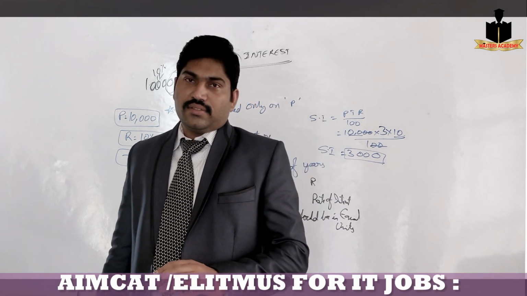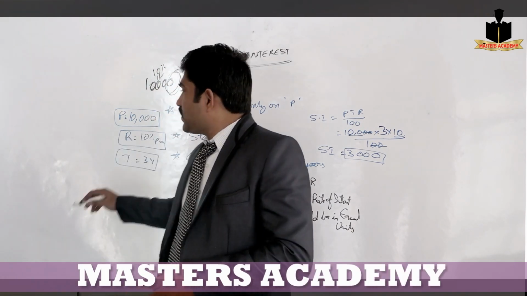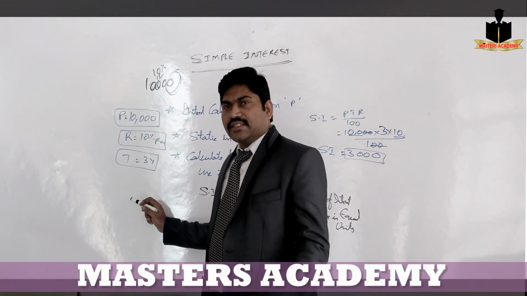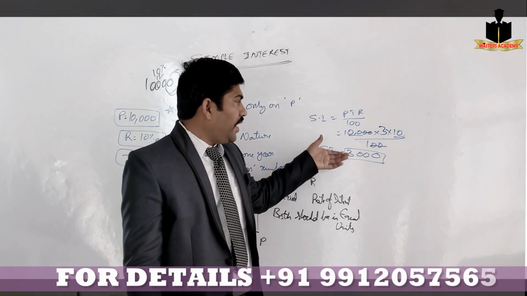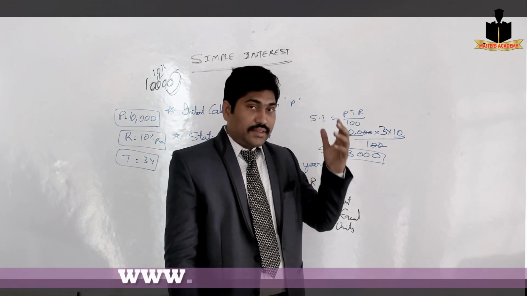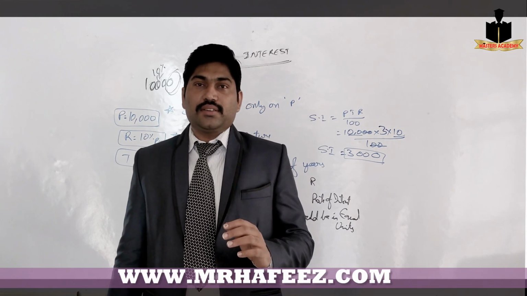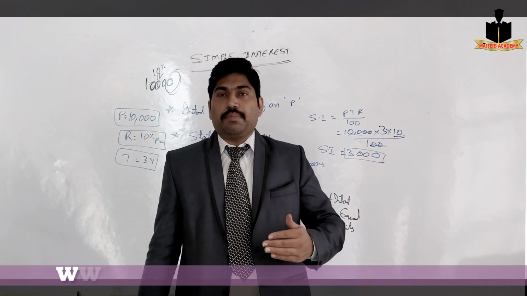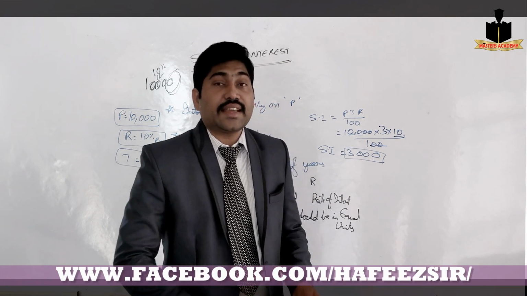Then how many times the first year? As we need to calculate for 3 years, 3 times 1000 is 3000. This is a logical answer. No need to implement PTR by 100. So by this you should be able to understand, no need for a formula, but we require the concept behind the formula. Okay, we will take another example.